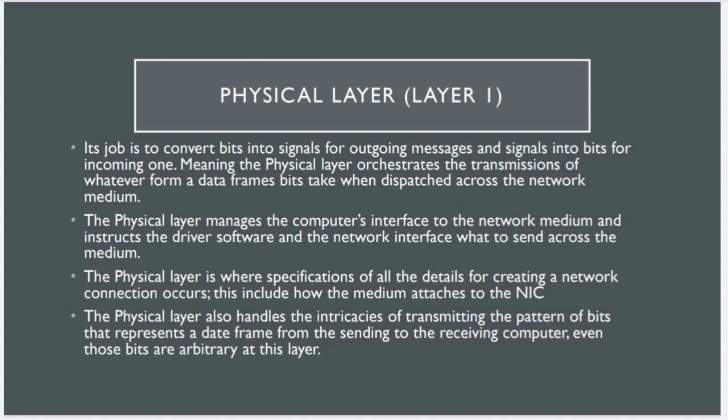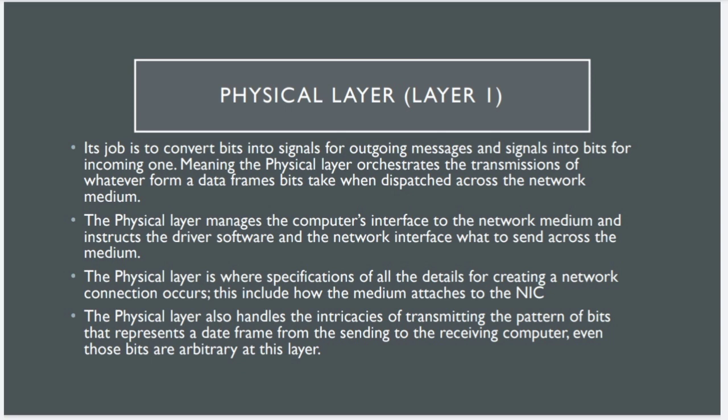Physical layer or layer 1. Its job is to convert bits into signals for outgoing messages and signals into bits for incoming ones, meaning the physical layer orchestrates the transmission of whatever form a data frame's bits take when dispatched across the network medium. The physical layer manages the computer's interface to the network medium and instructs the driver software and the network interface what to send across the medium.